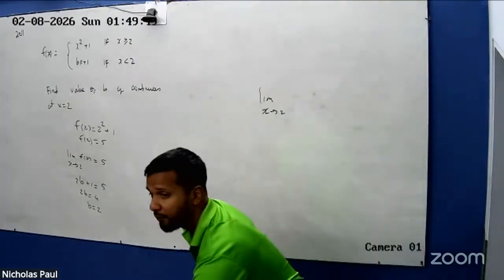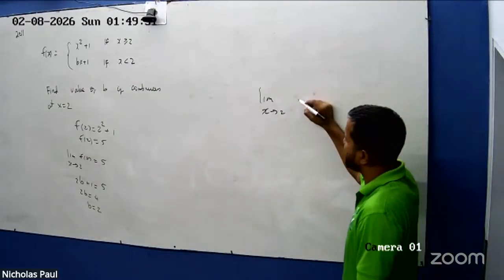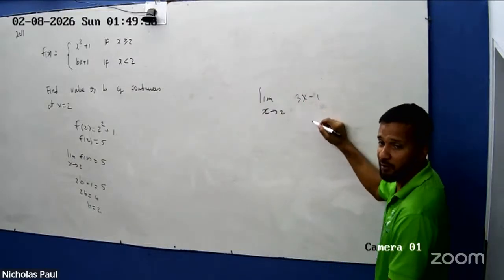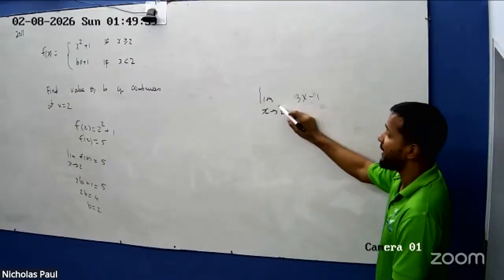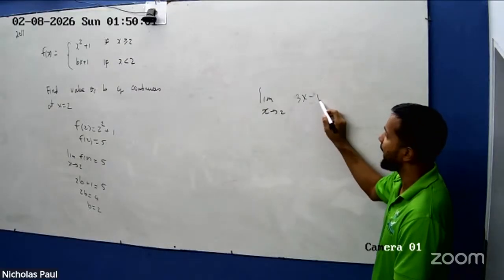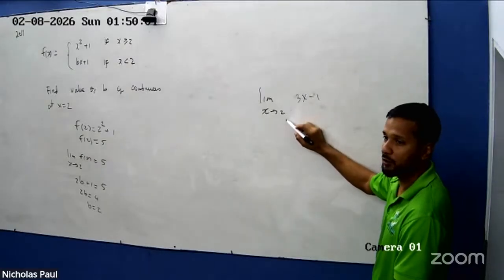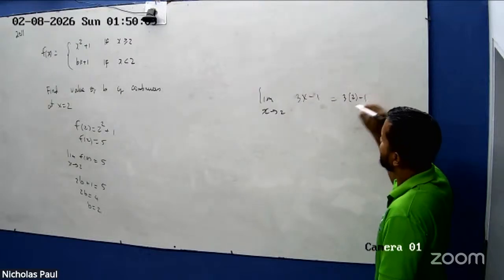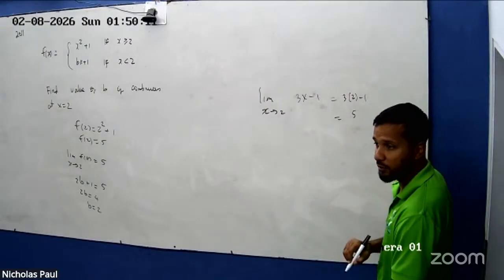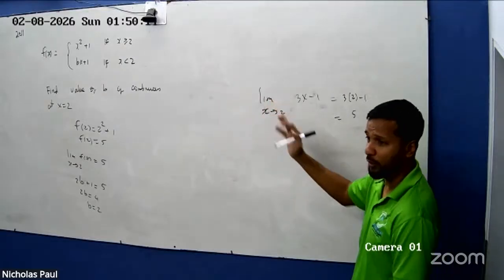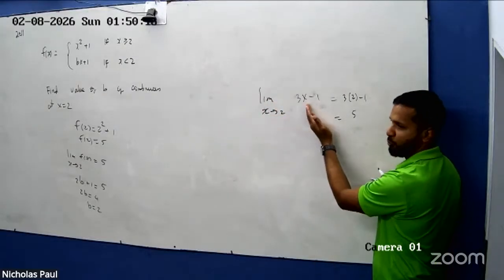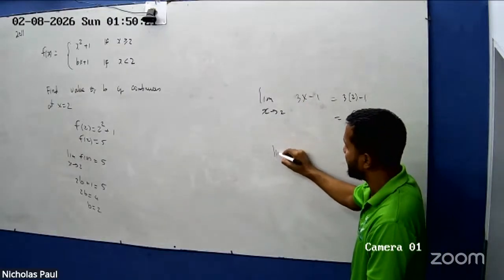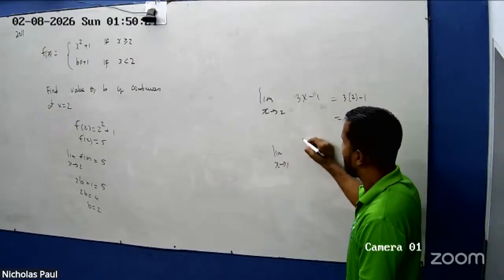Alright, watch this here. Let's say you have a limit looking like this. If I set the limit of 3x minus 1 as x approaches 2, all you have to do is just plug in 2 here. 3 by 2 minus 1 and you'll get 5. Simple, right? That's what we've been doing all the time. For a limit like this, just drop in the number. But suppose I ask you to find the limit here.